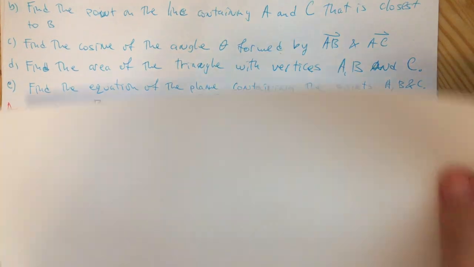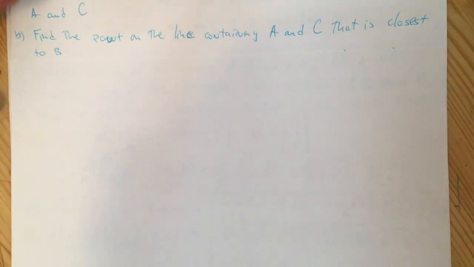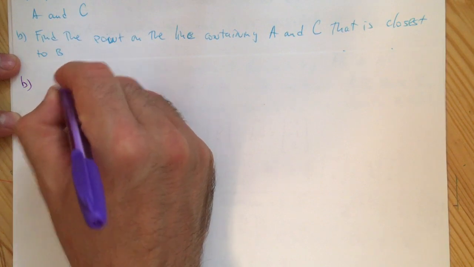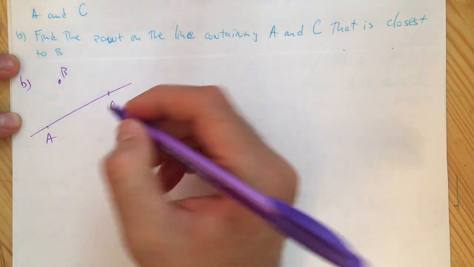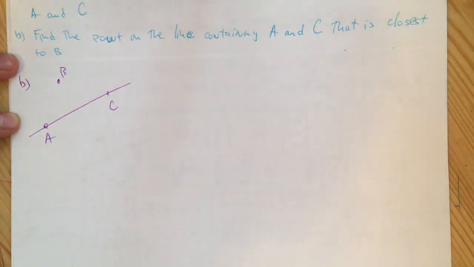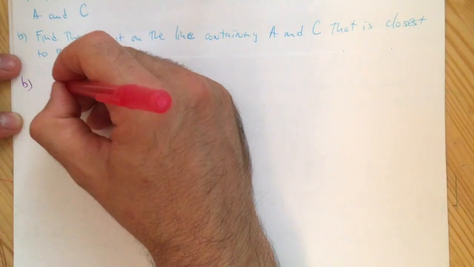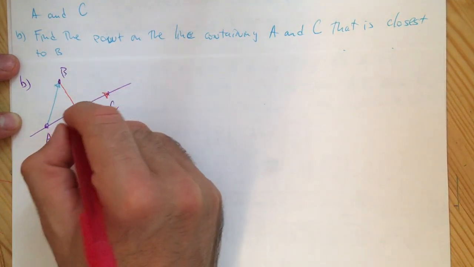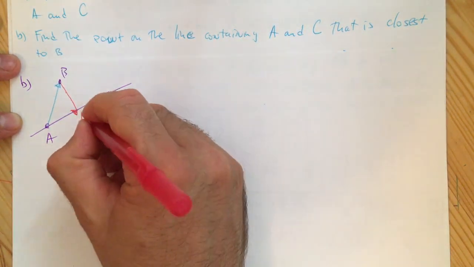Okay, question number B. Find the point on the line containing AC that is closest to B. So we have the same situation for B. This is the point B, this is the point A, and this is the point C. So what are we going to do? From the previous picture, I defined AB, I projected that one onto AC, and I got this vector right here. Let's call this point M.